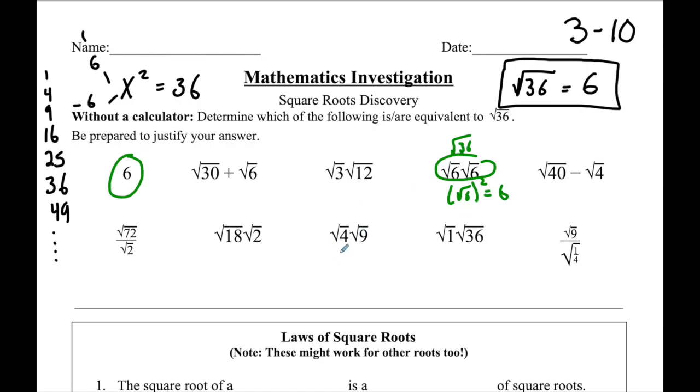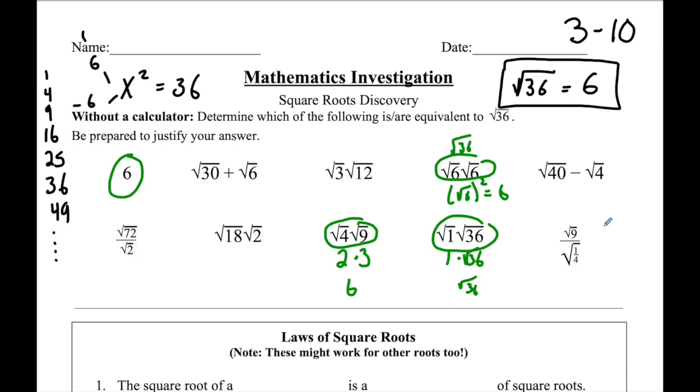All right, I know the square root of 4 is 2, and I know the square root of 9 is 3. So this has to also be equal to the square root of 36, or 6. What other ones do I know? Well, look, the square root of 1 is 1. So this is essentially 1 times the square root of 36, which is the square root of 36.